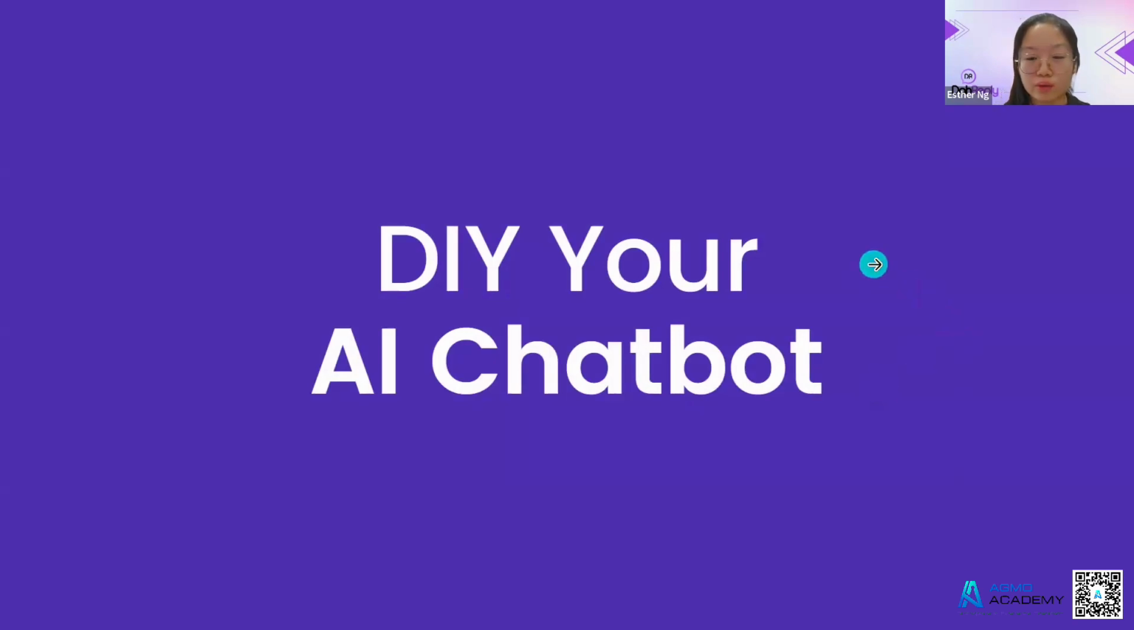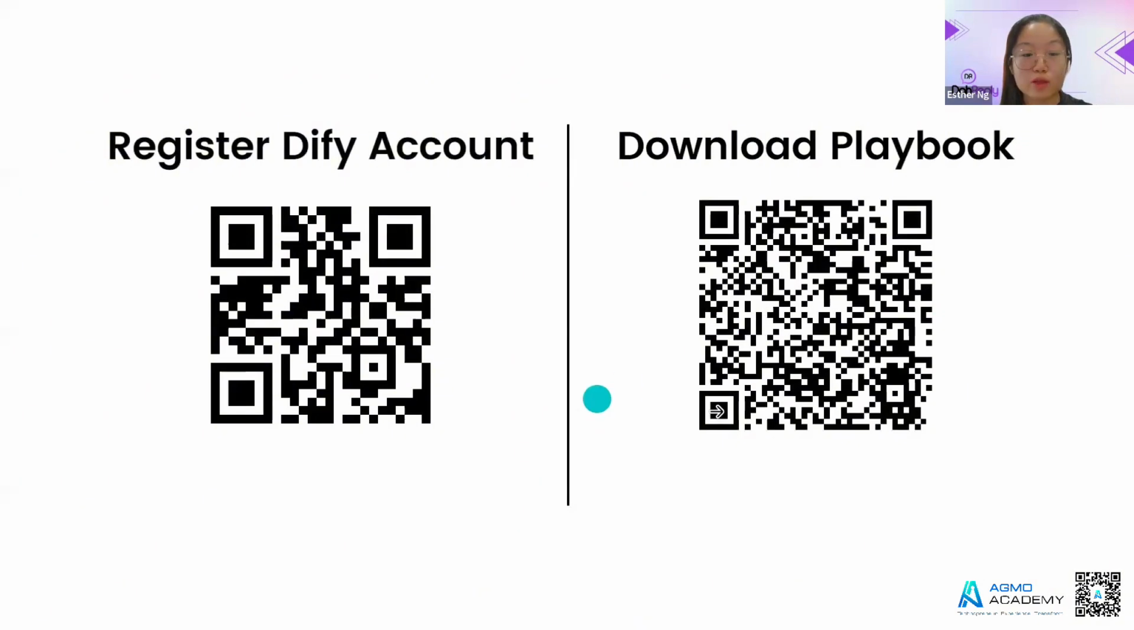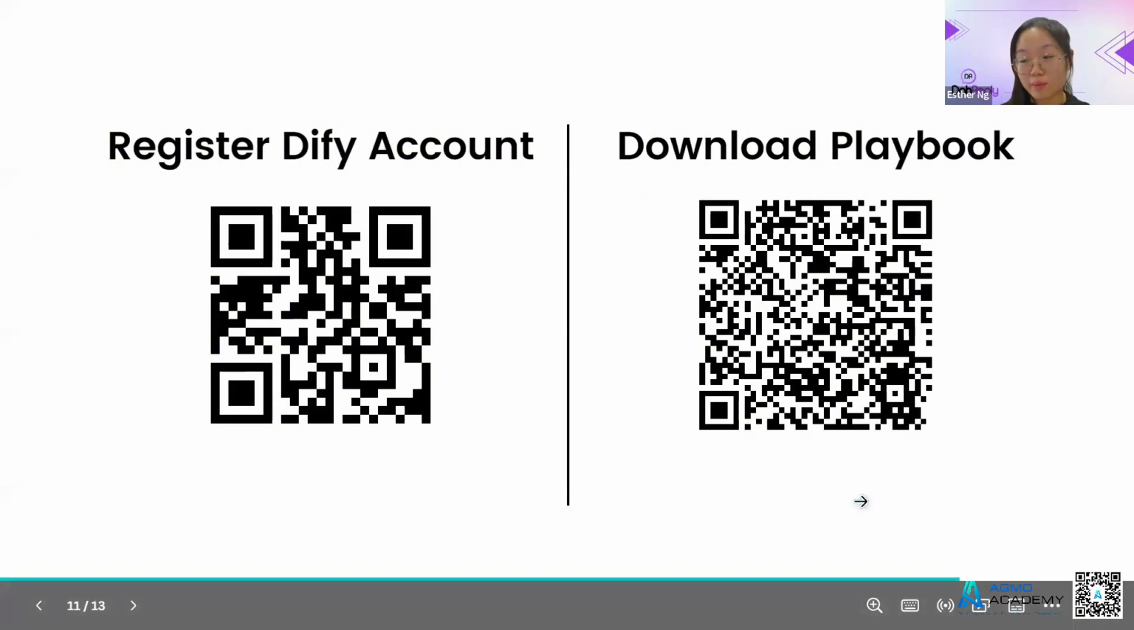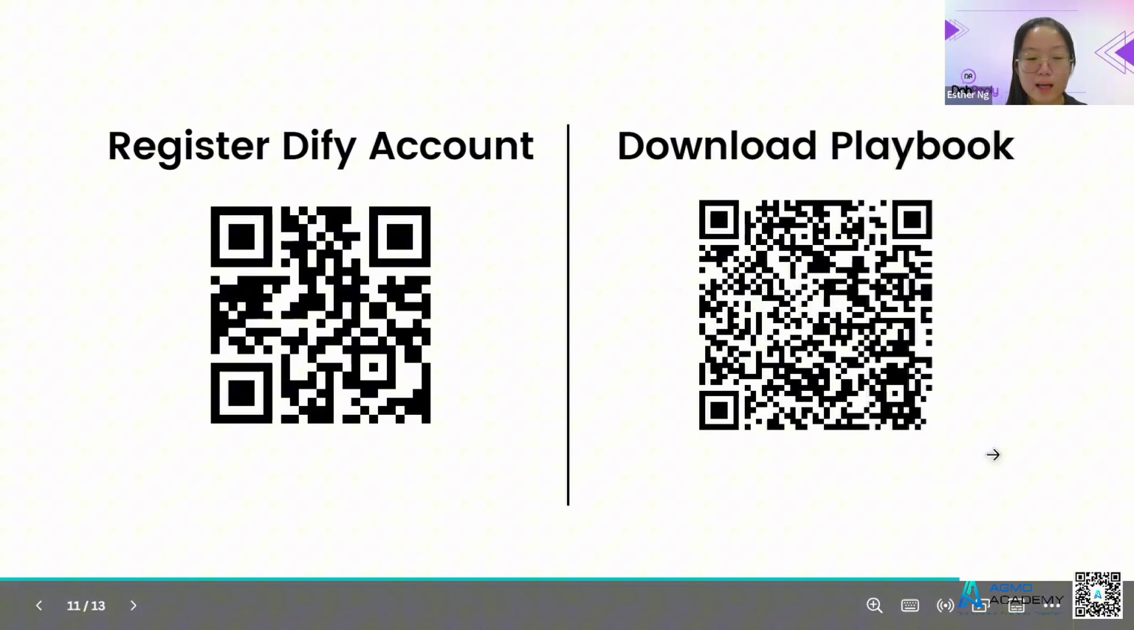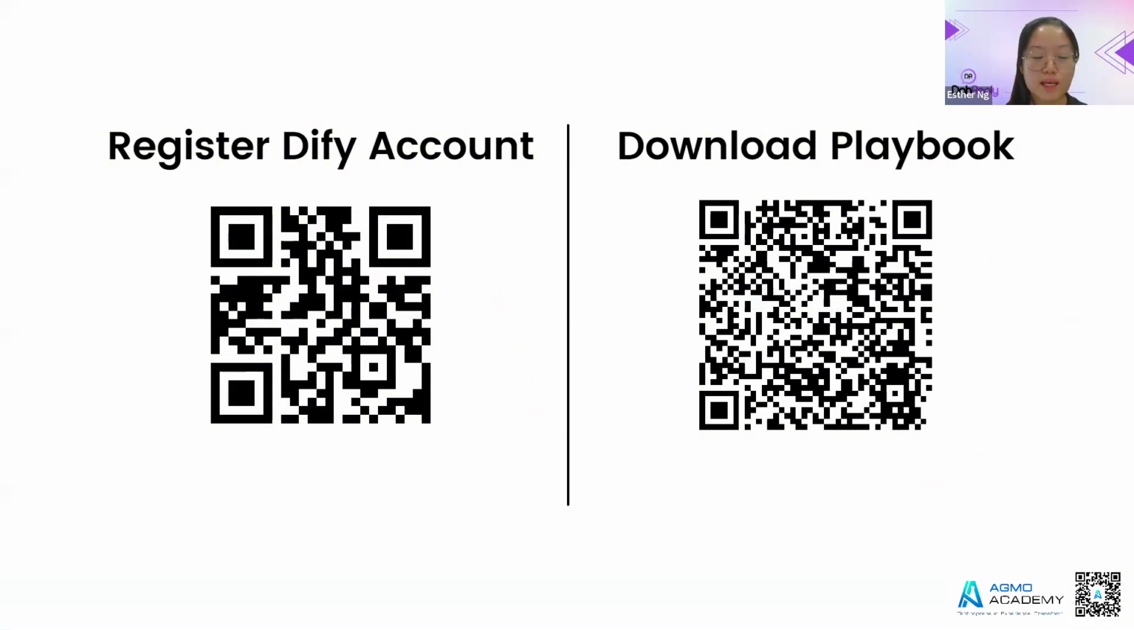So we are going to dive into DIYing our AI chatbot. There are 2 things that I require all the participants to do. The first one is to register for a DeFi account. You can just scan the QR code and open the website link to register an account, as well as download this playbook, which this QR code will bring you to a Drive link. There are 2 pieces of material inside that will be necessary for our workshop today. So maybe we can take a few minutes to get this done, and then we'll proceed to the next step.